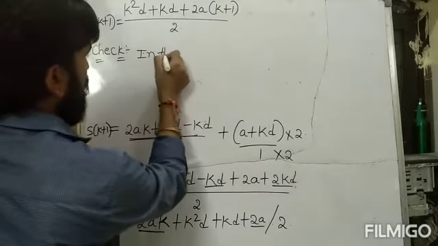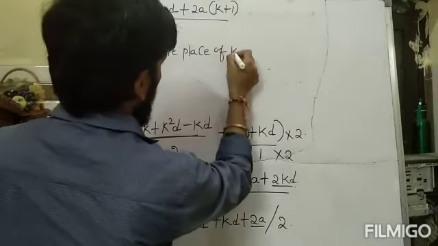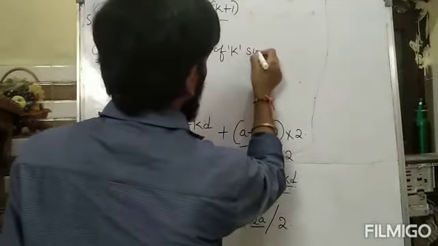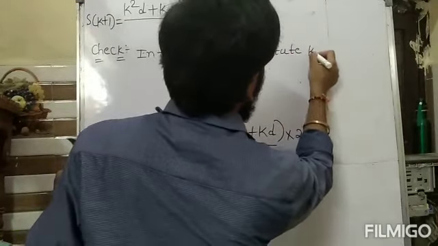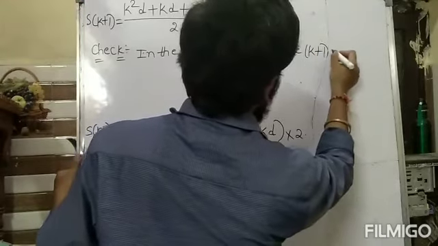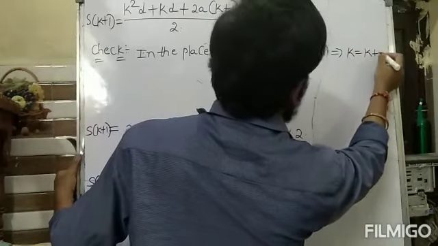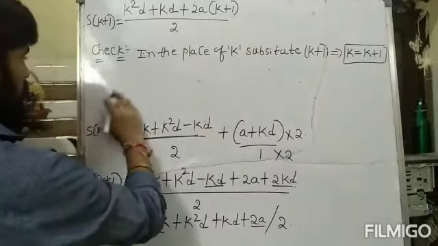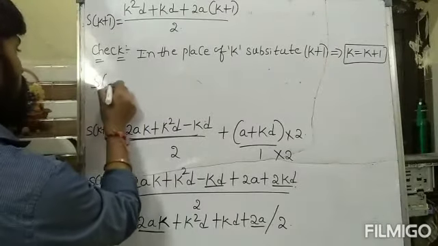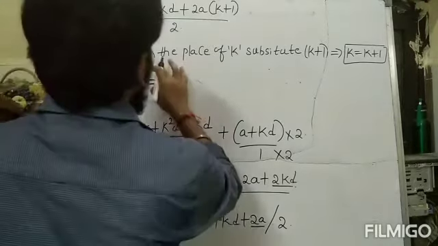In the place of k, substitute k plus 1. That is k equals k plus 1, so we get s of k plus 1. In the place of k, substitute k plus 1.